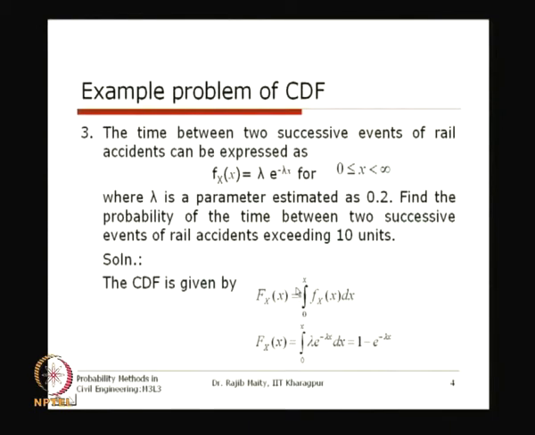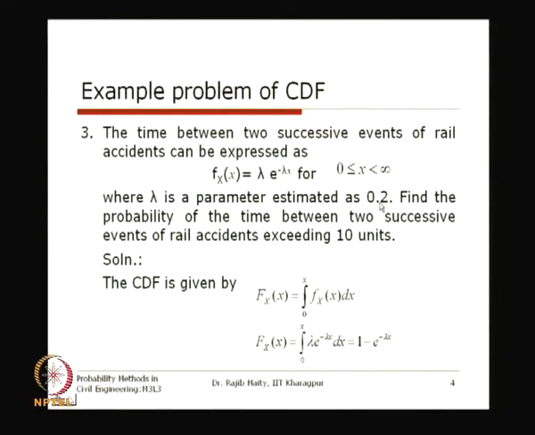Now we will see two examples of CDF. The first one is straightforward, an example of the exponential distribution. The time between two successive events of railway accidents can be expressed by this probability density function: f(x) equals lambda e to the power minus lambda x, where the support is from 0 to infinity. Here lambda is called the parameter, which is estimated to be 0.2. We will see in the successive classes how to estimate the parameters of a distribution.